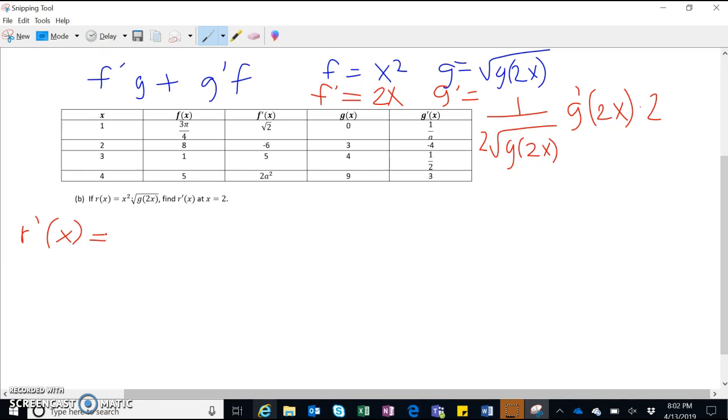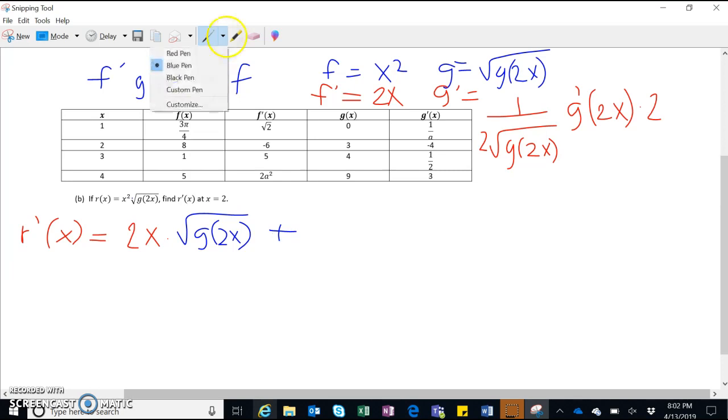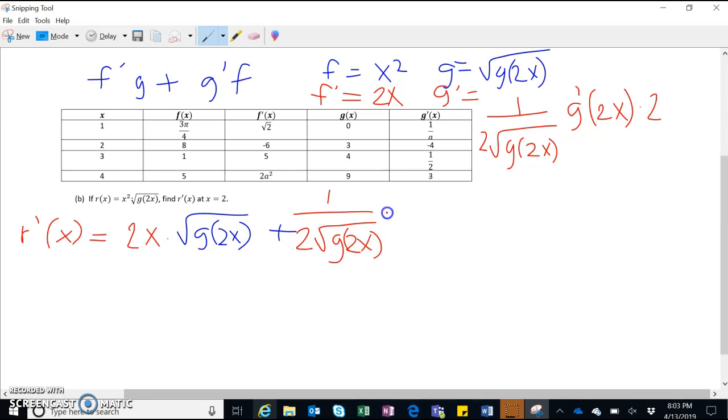f prime I established is 2x times g, that's the square root of g of 2x, plus g prime, here's the really big, messy derivative of 1 over 2 square roots of g of 2x times g prime of 2x times 2 times f, which was just an x squared. Tried to color code, but you can see I just used fig plus gif here.